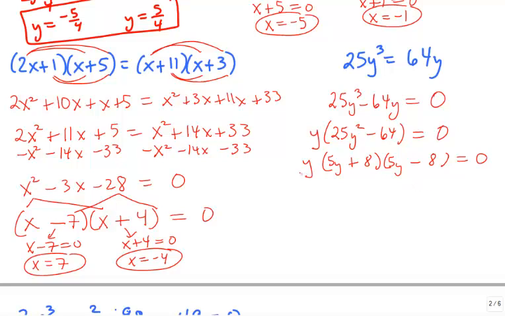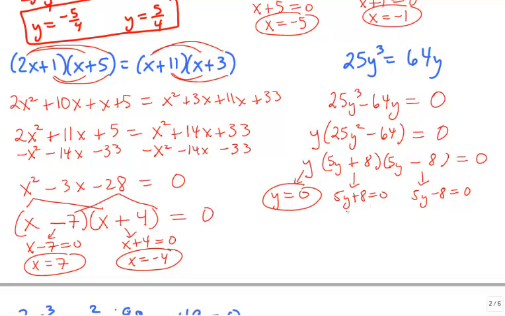Now don't forget, this GCF has a variable in it, so it has a solution. So we need to set that y to 0, we need to set the 5y plus 8 to 0, and we need to set the 5y minus 8 to 0. We should be getting three solutions because this was a degree 3 equation. So y equals 0 is already solved. So there's one answer right there, just 0.